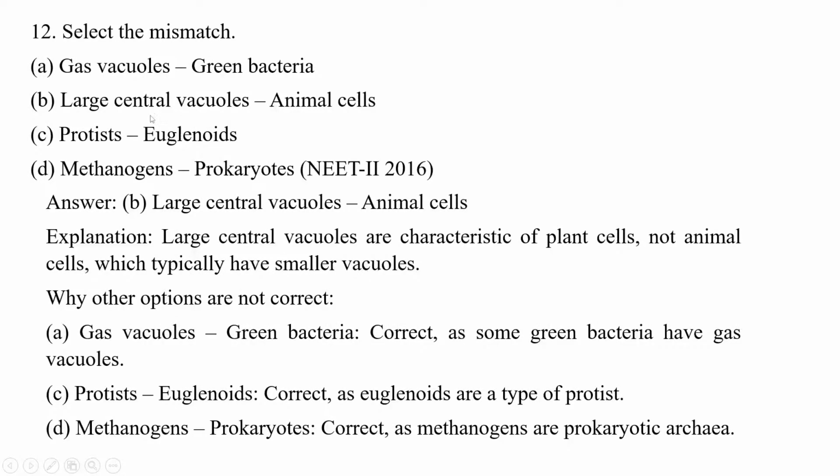So the mismatch is here: large central vacuoles in animal cells, because large central vacuoles are always found in plant cells. It is the main characteristic of plant cells, not animal cells. Animal cells sometimes have vacuoles, but they are very tiny and small, not large central vacuoles. And gas vacuoles are found in green bacteria or blue-green algae. This is very important information which you only get from solving this question. And protists, of course, Euglena belongs to the protists. This is also correct. And methanogens are also prokaryotes. This is the main explanation for this question.